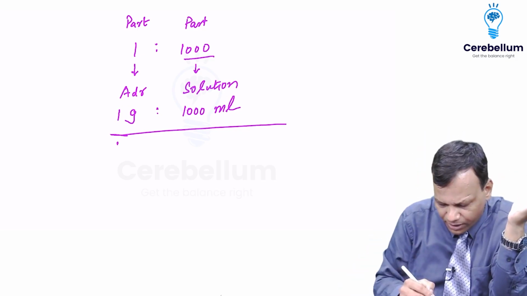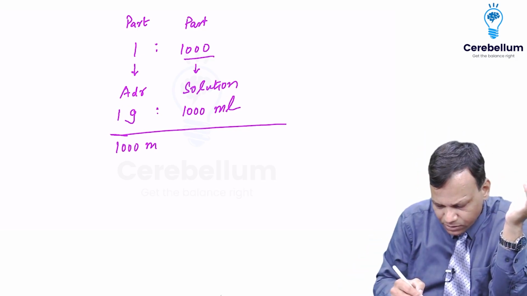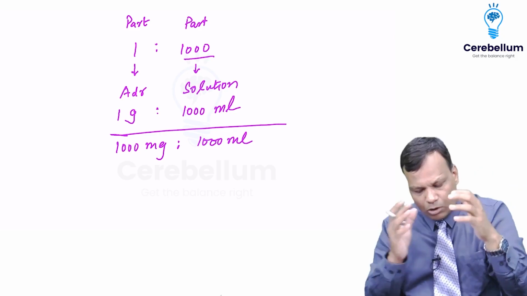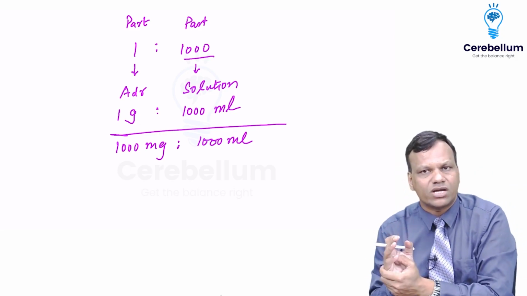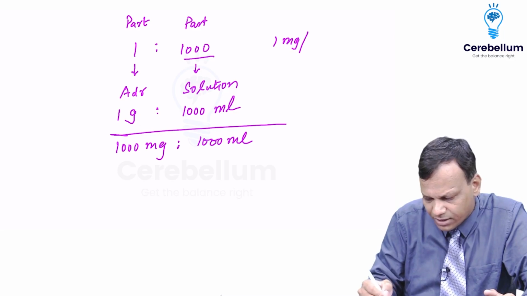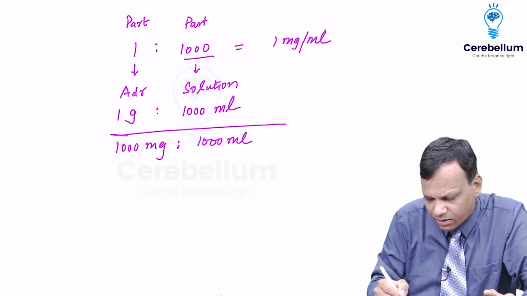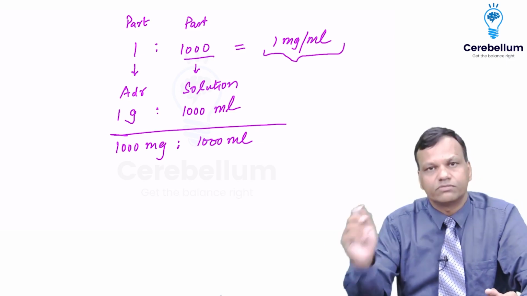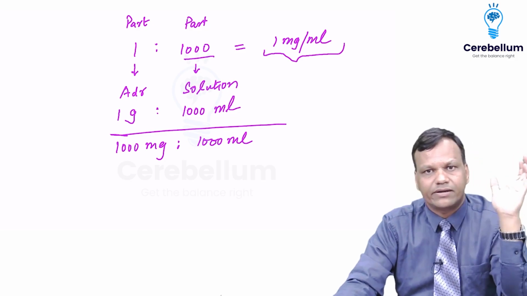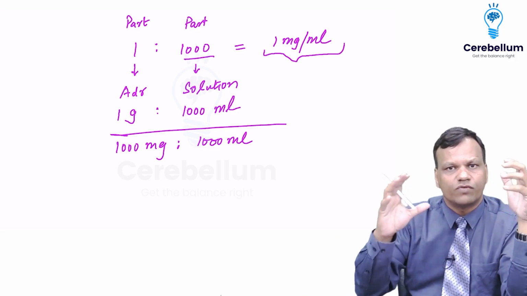And we know 1 gram contains 1000 milligram. So 1:1000 means 1000 milligram of adrenaline is present in 1000 ml of solution, or we can safely say 1 milligram is present in 1 ml. So 1:1000 means 1 milligram per ml of solution. If you give 1 ml of solution, you are giving 1 milligram of adrenaline. Okay, so that is the meaning of 1:1000.